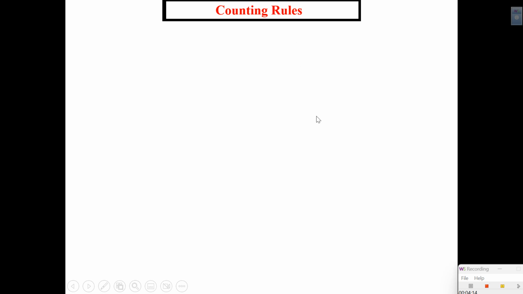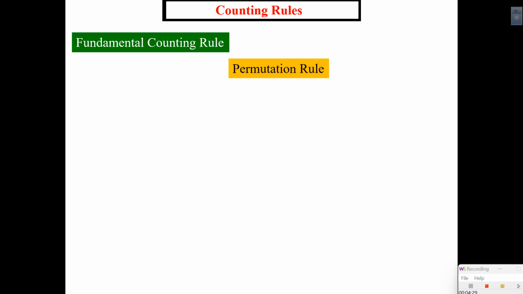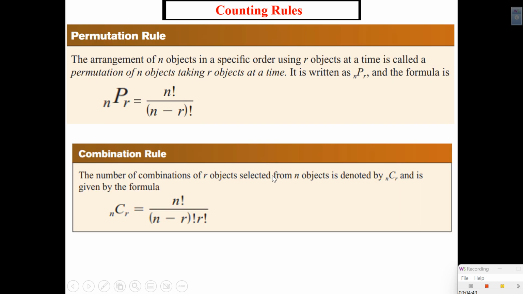Tell your neighbor the 3 counting rules. Very good. Fundamental, permutation, combination. All right? And tell your neighbor the difference between, oh, we already know that the fundamental is the factorial, yes? But tell your neighbor the difference between permutation and combination. Yeah, very good. And there they are. Look how pretty those are, yes?